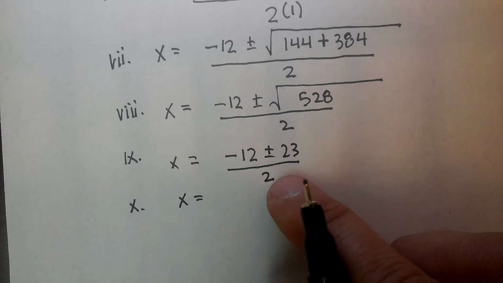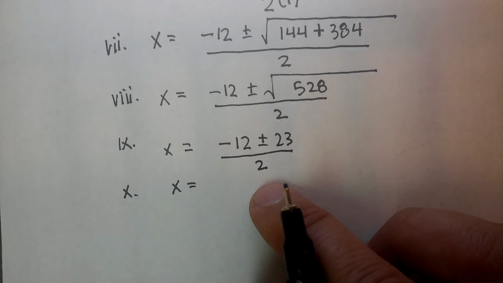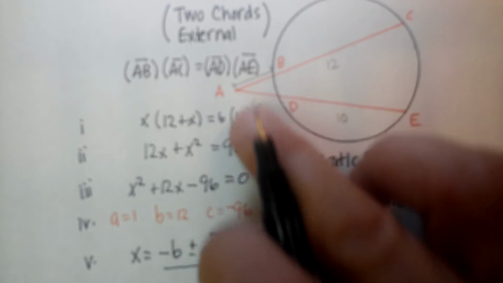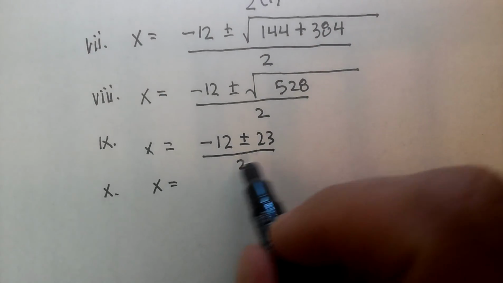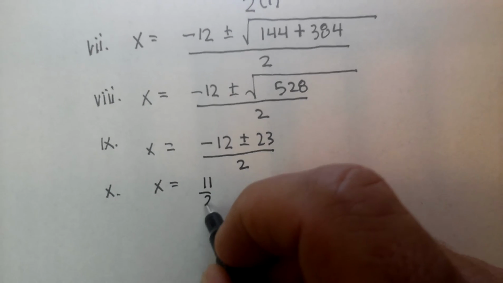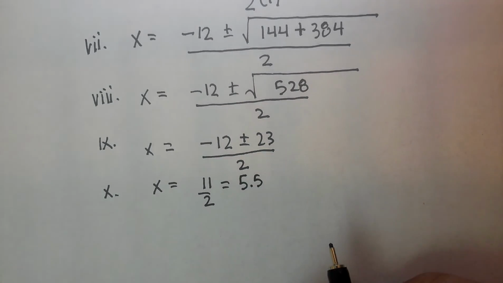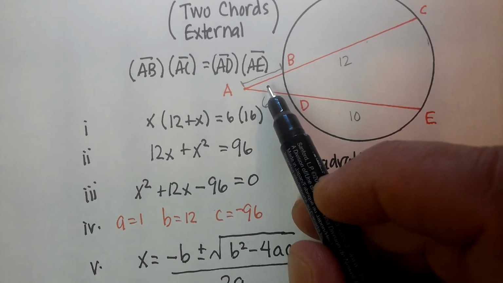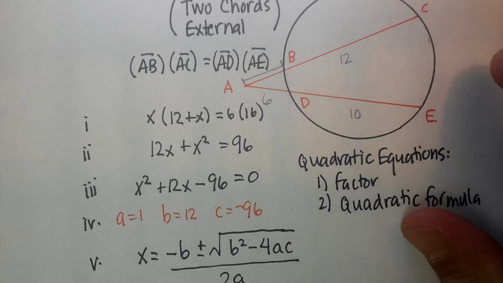X is equal to, now this can't be the negative 23, because then it would be a negative divided by a positive, and we'd end up with a negative length up here, and you can't have that. So let's go ahead and make that the positive, and it's going to be a positive 11 divided by 2, which is basically 5.5. Okay, so we go back up in here and plug in 5.5, and that makes kind of sense, doesn't it? Because this is 6, this is just a teeny bit shorter. Okay, I hope that was helpful.